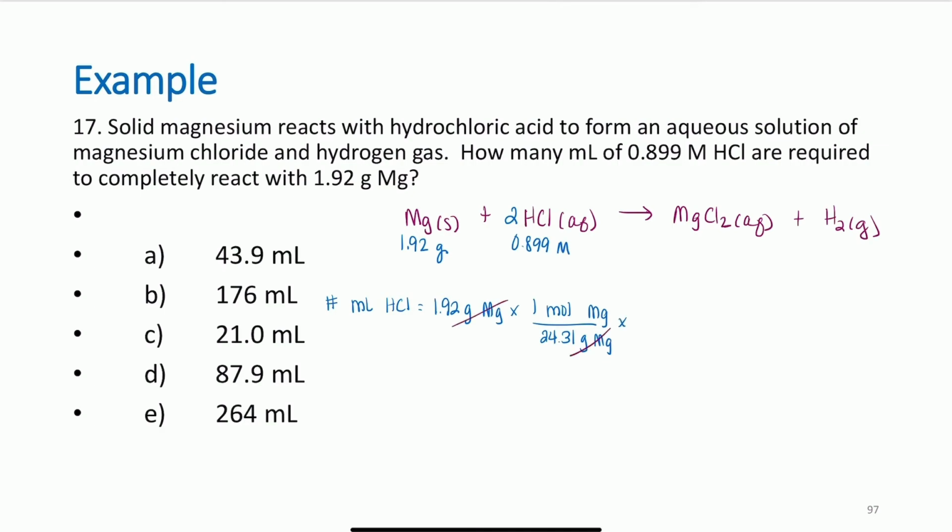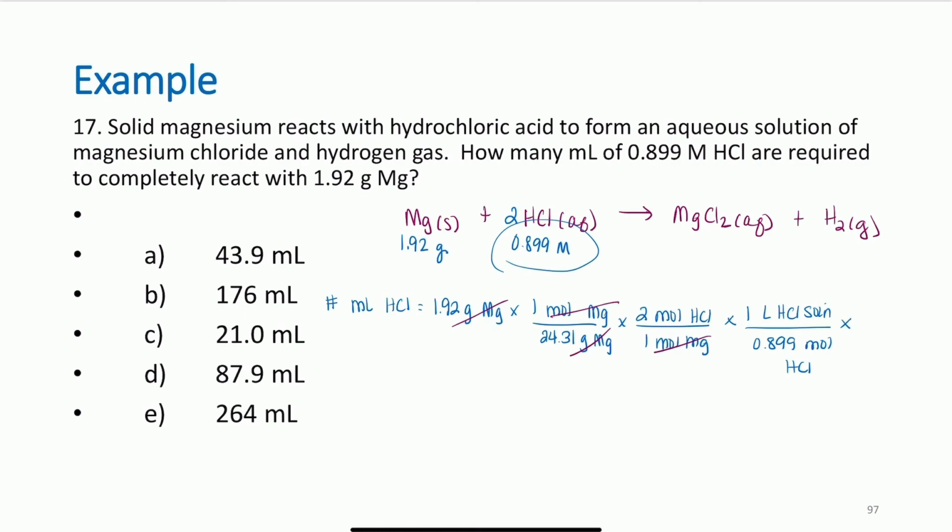This is converted to moles of magnesium. Now, how many moles of HCl do I need? For every 1 mole of magnesium, it takes 2 moles of HCl to react with 1 mole of magnesium. I've got moles of HCl. I've also got molarity here. So I know 1 liter of HCl solution will contain 0.899 moles of HCl.